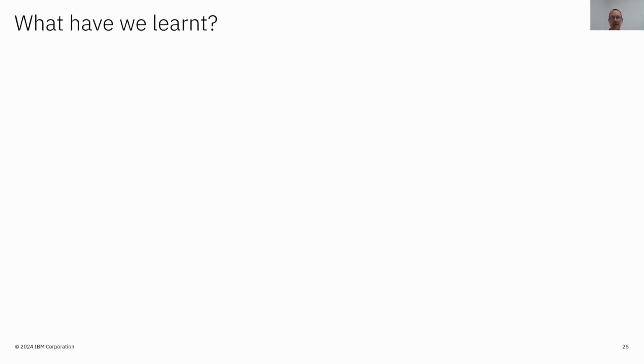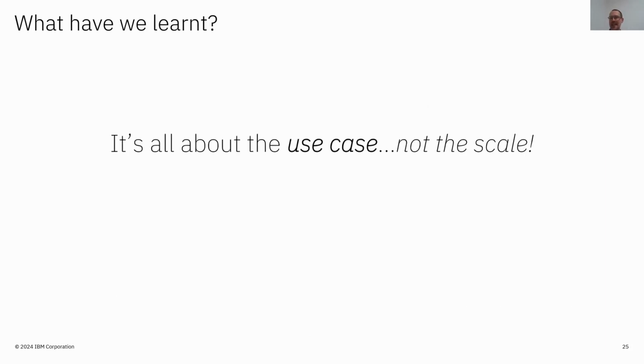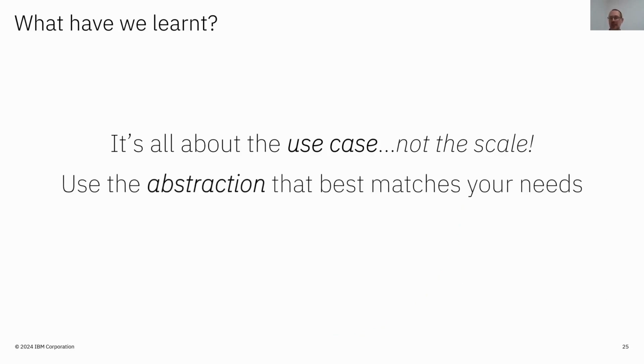So 7 minutes. So what did we learn? I think the key thing is it's all about the use case. It's not about whether one is faster, because the question is, in what scenarios is it faster or more scalable or more reliable? You definitely want to think about the abstraction, because MQ's abstraction will work better for some environments, whereas Kafka's will work better for others.